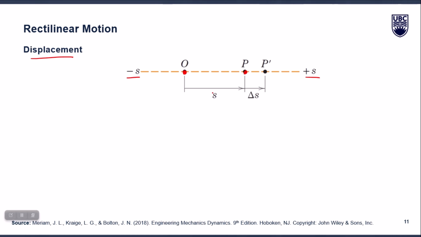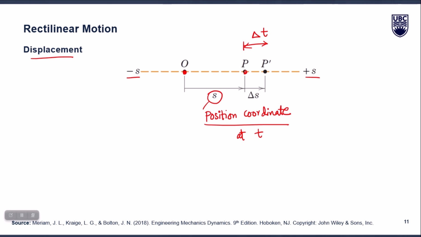and that s is actually the position coordinate of point P, right? So this s is describing the position of point P or particle P at any given time instant t. So this is at some time instant which was t. After a particular time, for example, after certain time called delta t, the position of that particular particle is changed and the new position is P prime, right?